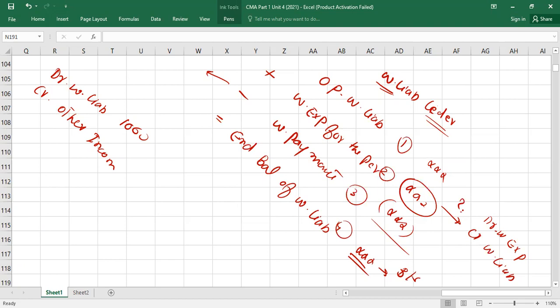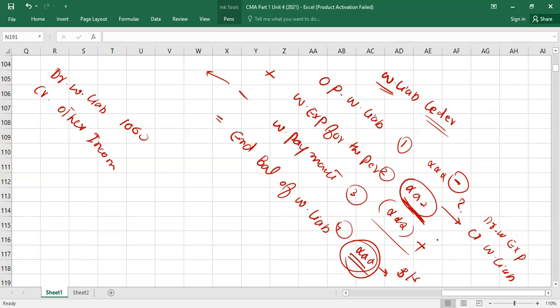How can I calculate it? I need to reverse the equation now. Once I reverse, I will start with the ending warranty liability. I will write on my calculator. When you go in reverse, minus will become plus, plus will become minus. So I will add the warranty payments, and I will deduct the opening warranty liability. Automatically on my calculator, I will get warranty expense for the period. Clear? This was the whole idea about assurance type warranty.